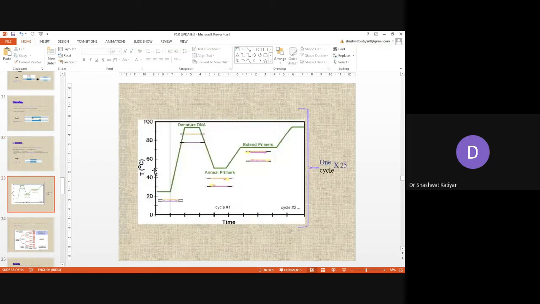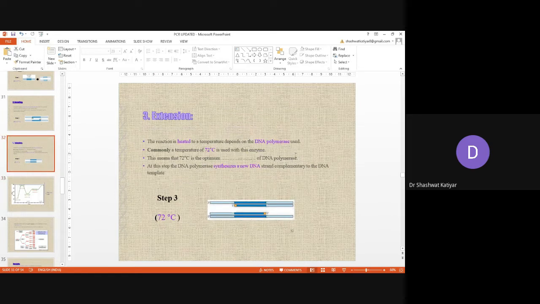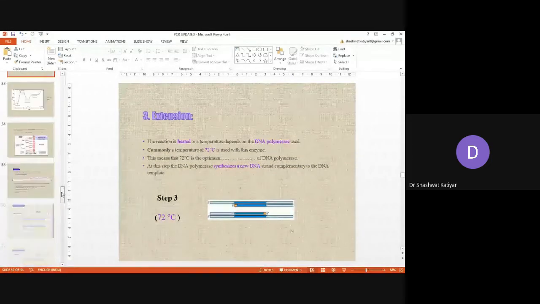Now, this DNA polymerase is a DNA-dependent DNA polymerase, like in vivo. It can extend the DNA chain on the DNA template. So this will be a DNA-dependent DNA polymerase.